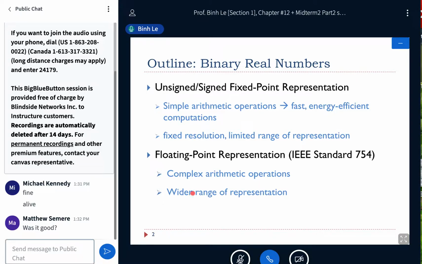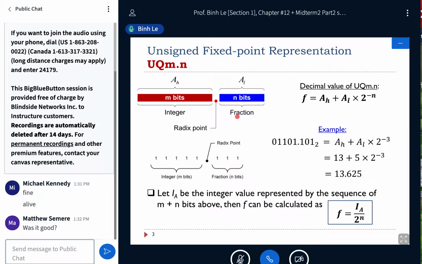So the next question is, what are they, and how do you use them for your calculation? Let's start with the simple real number representation first, the fixed point representation. For fixed point, you have unsigned and signed representation. Let's talk about the unsigned first.